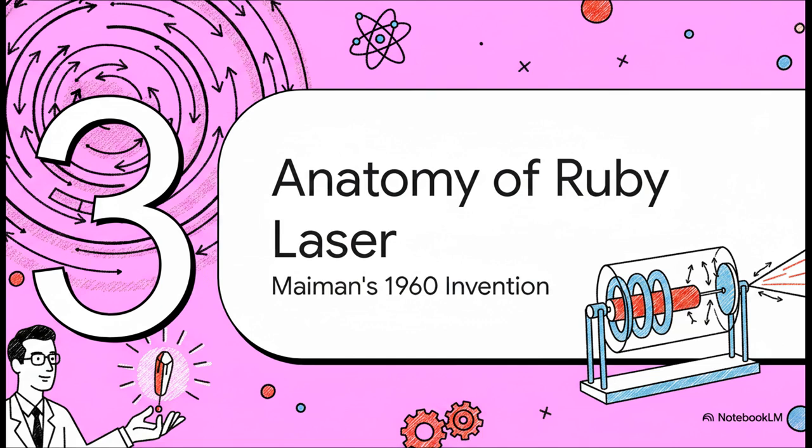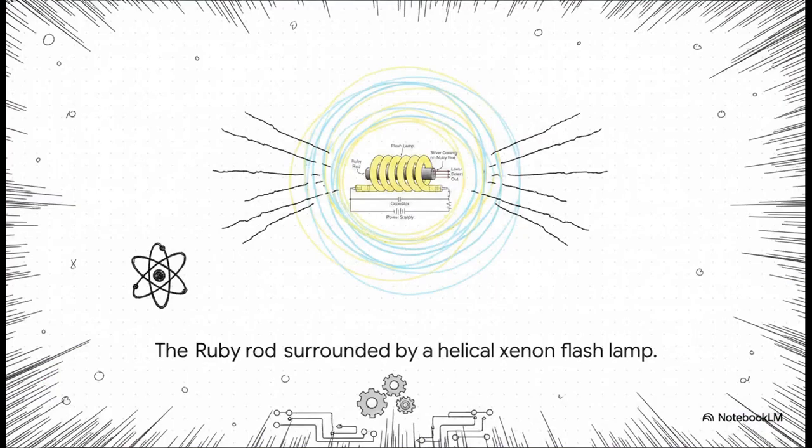Section 3. Anatomy of the ruby laser. Maiman's 1960 invention. So it's time to zoom out from the theoretical math and actually step into Theodore Maiman's laboratory back in 1960. We are looking at the world's first successful laser, the ruby laser.